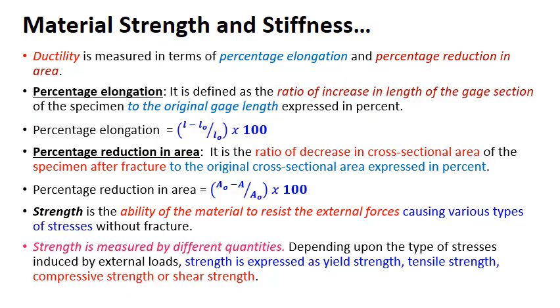So how do we measure strength? Based on the different types of stress induced by different types of loads. A material can be subjected to axial load, bending load, torsional load, or a combination of these loads. Accordingly, we have bending strength, torsional strength, shear strength, compressive strength when it is subjected to compressive force, and tensile strength and yield strength for tensile loads, and so on.